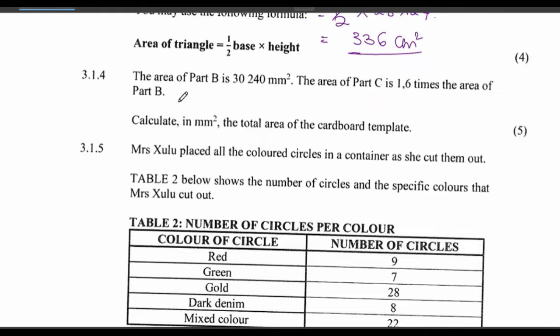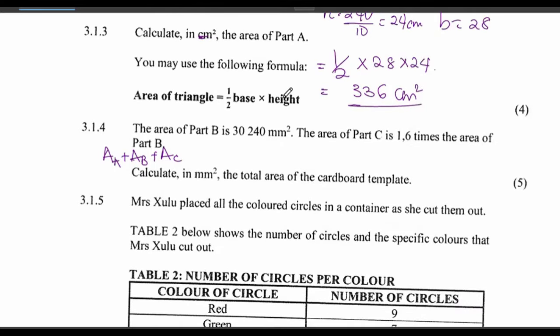The area of part B is 30,240 millimeters squared. The area of part C is 1.6 times the area of part B. Calculate in millimeters squared the total area of the cardboard template. What are we looking at? That means you're going to add the area of A plus the area of B and plus the area of C. So already we have the area of A, but the area of A now has to change into millimeters squared.